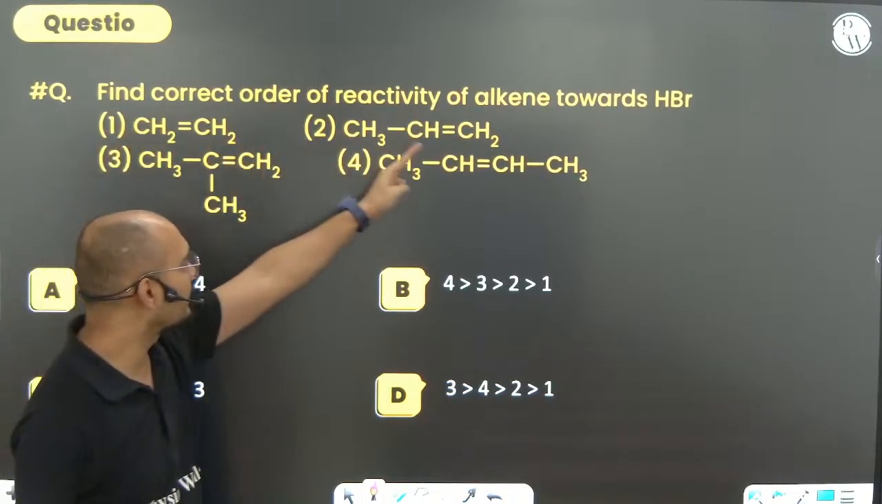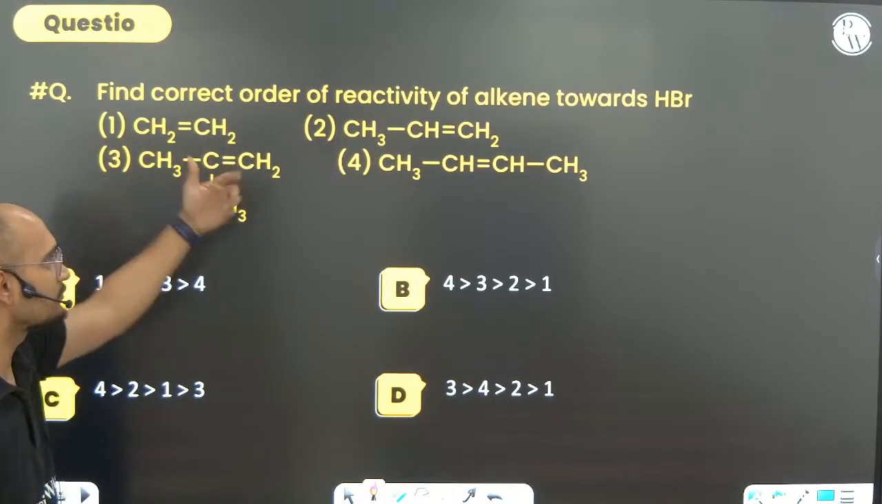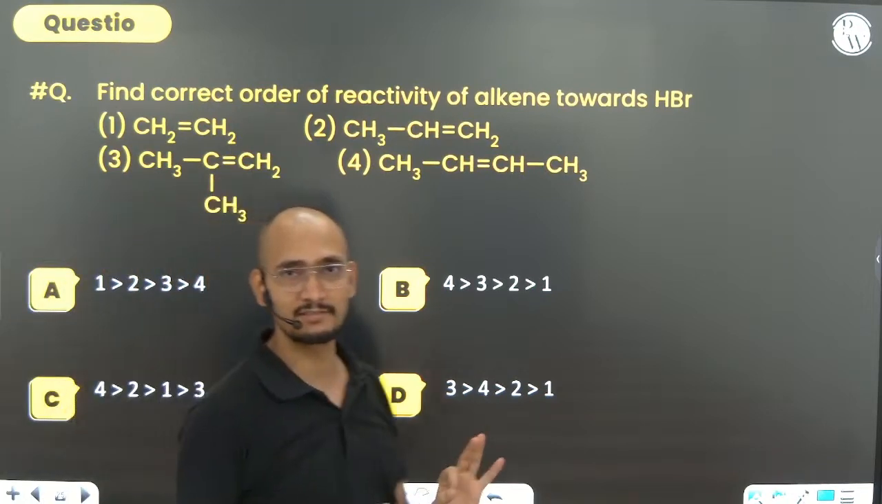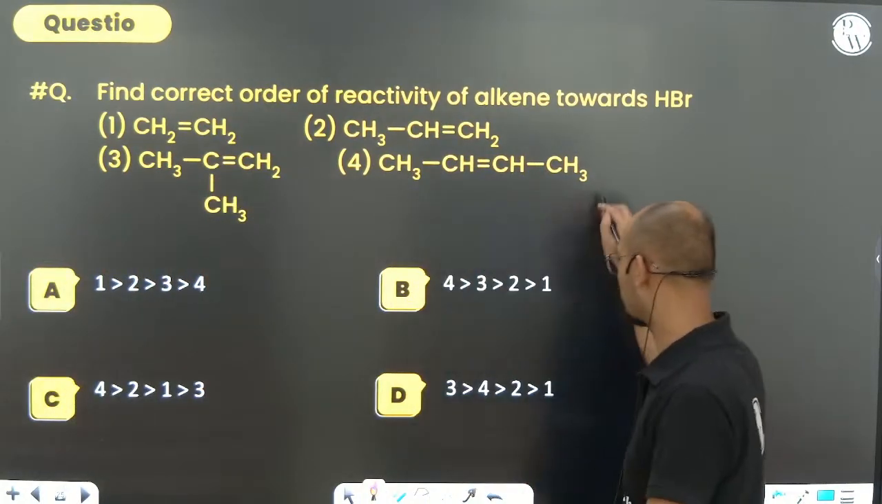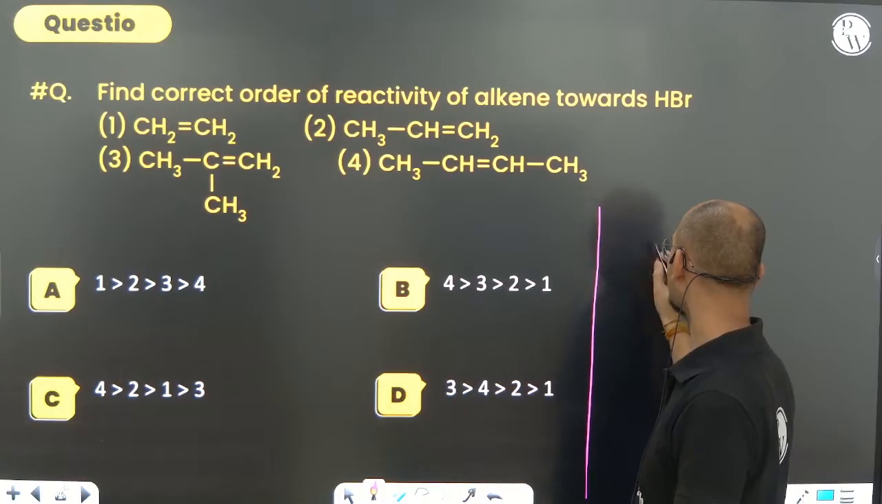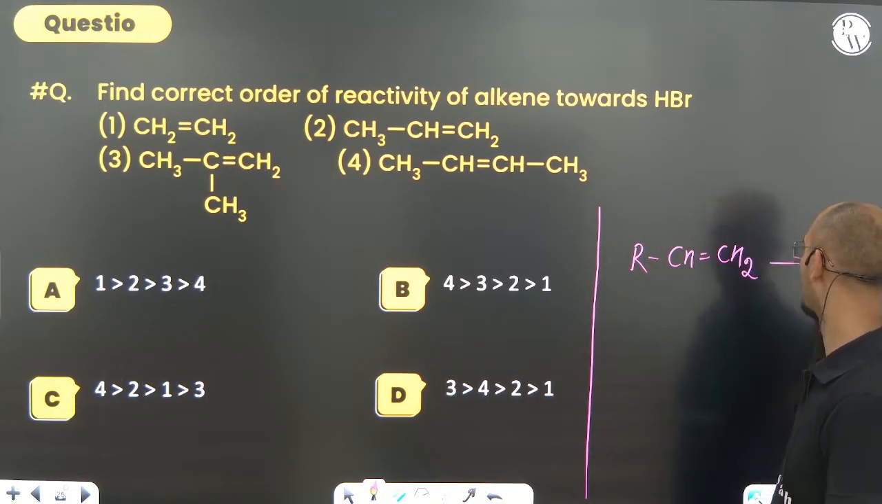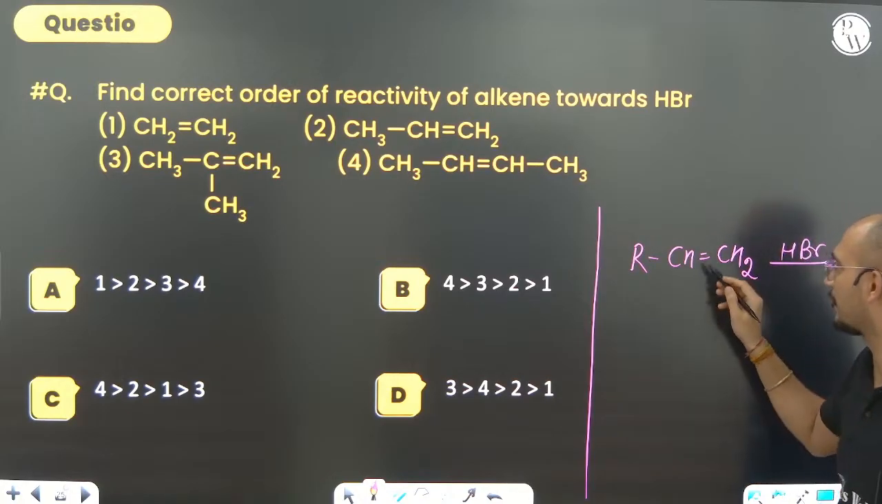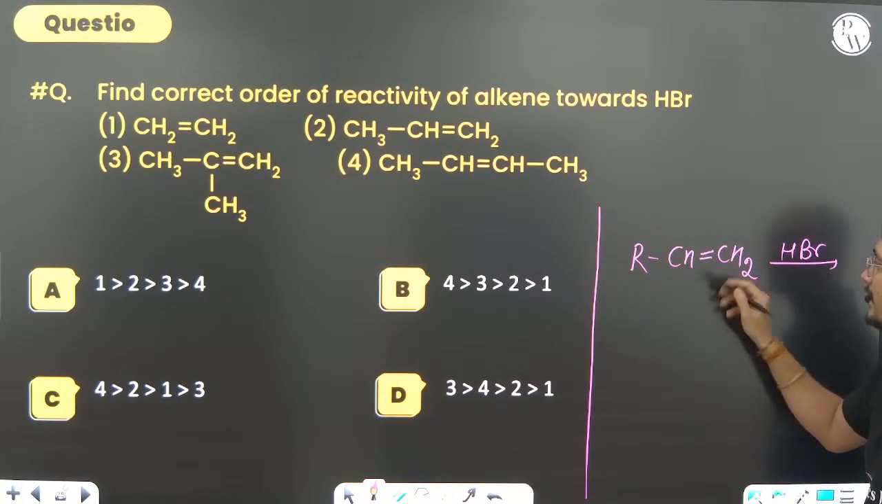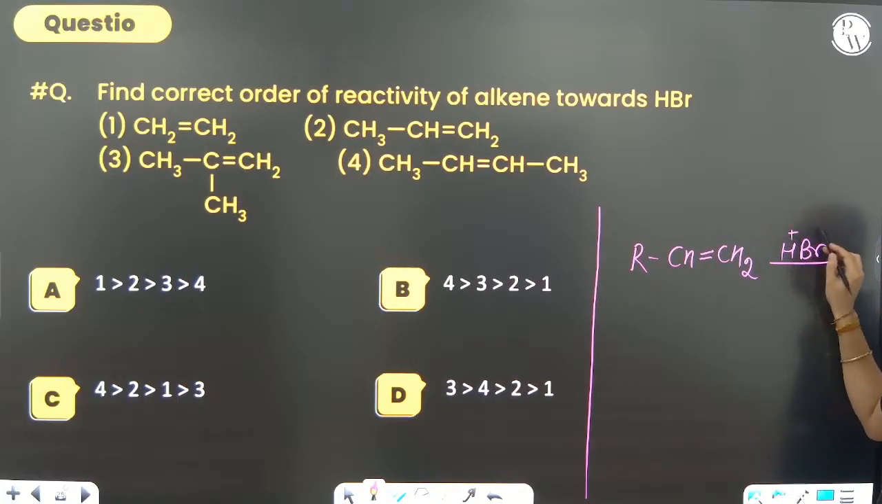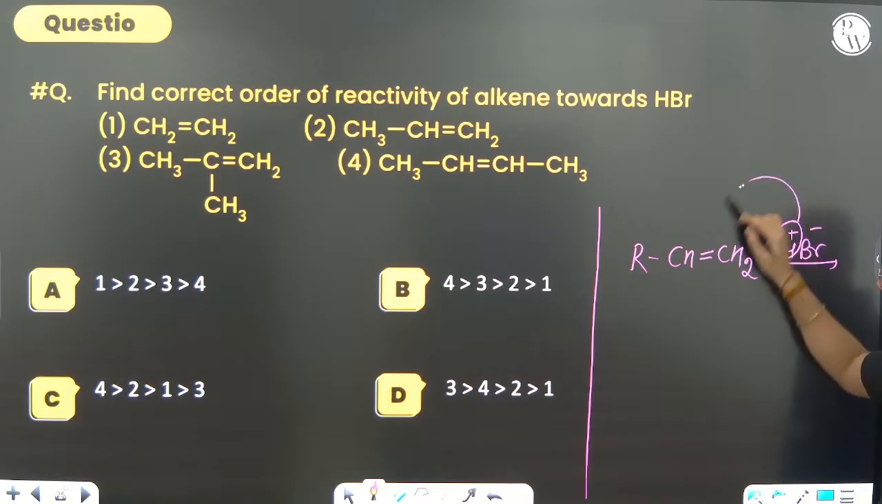Next one: find the correct order of reactivity of alkene towards HBr. How does HBr react? I hope you understand the whole process of the reaction with HBr. Let's say R, C, H, double bond, CH2 is there. If HBr is going to react, just think this way: first of all there will be an electrophile attacking it. What is the electrophile here? H plus. H plus will be attacking it.